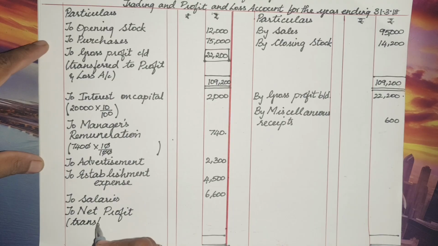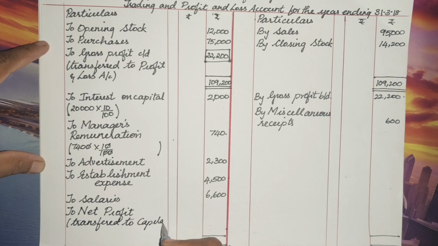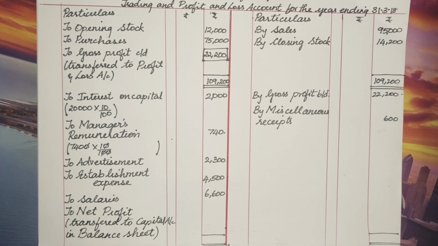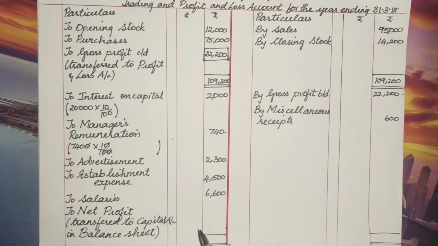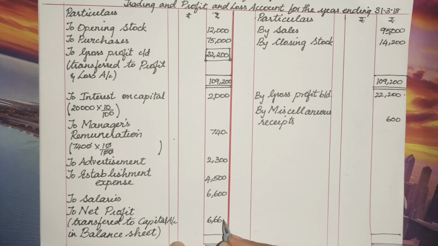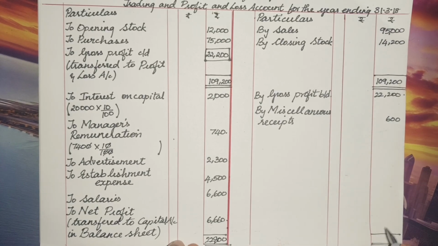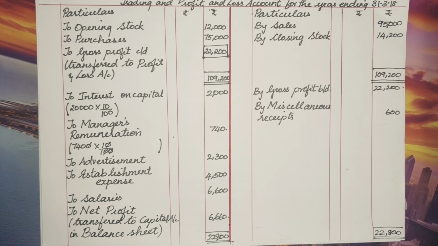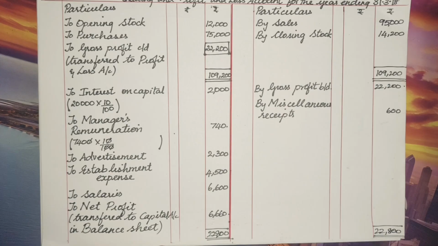So we are going into a statement. We are not going into another account. Therefore, no carried on and brought down. So we are going to write the narration as transfer to the capital account in the balance sheet. So once that is done, write down the answer, which is rupees 6,660, and the credit side total is the greatest total. So take that, 22,800, and put it in the grand total on both the sides. Once you're done with it, the profit and loss account is over.